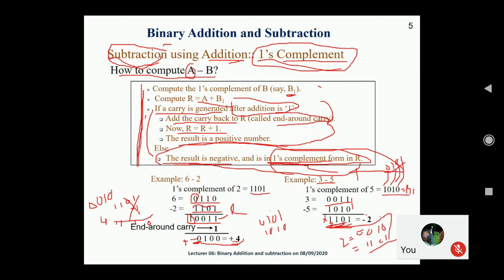Now how do you know this is a 1 to 1 mapping? Because the value of 3 minus 5 is always -2, and how -2 came is with the help of this particular method.